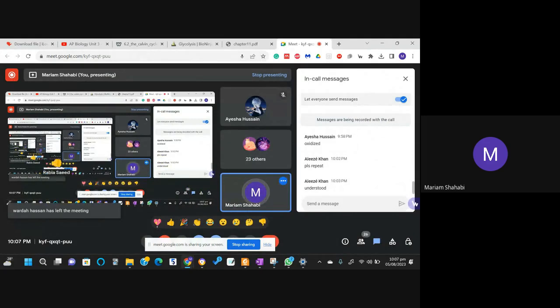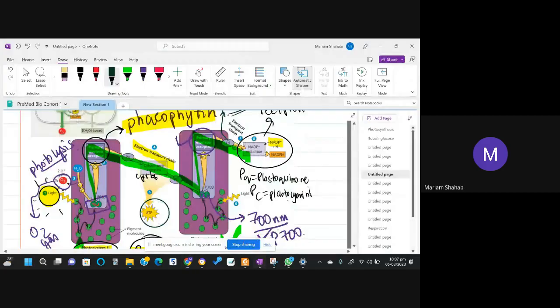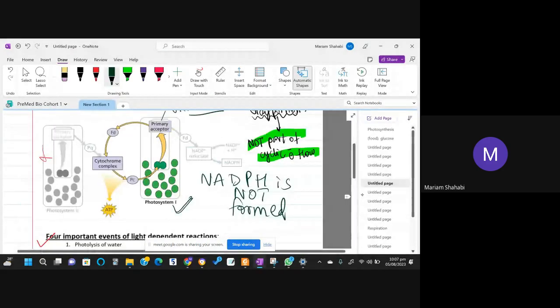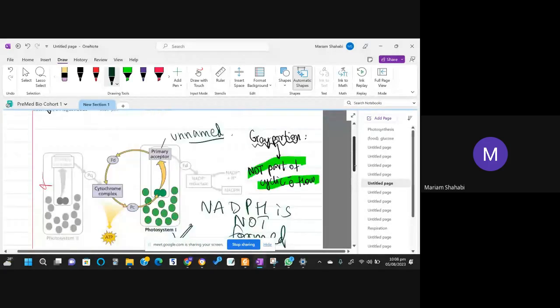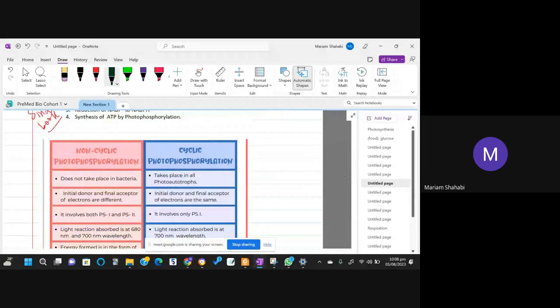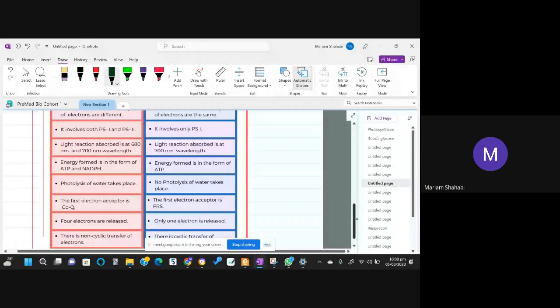Any questions? Okay. Yeah. So these are the key differences between cyclic and non-cyclic, and you can read this from the notes. ये notes का ही snapshot है.